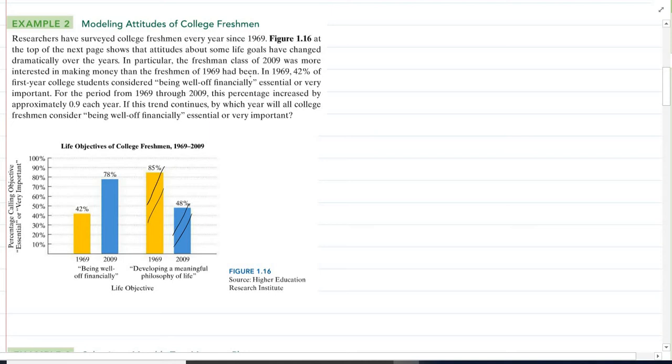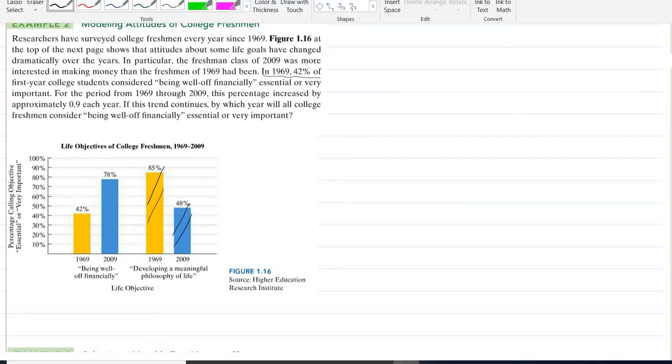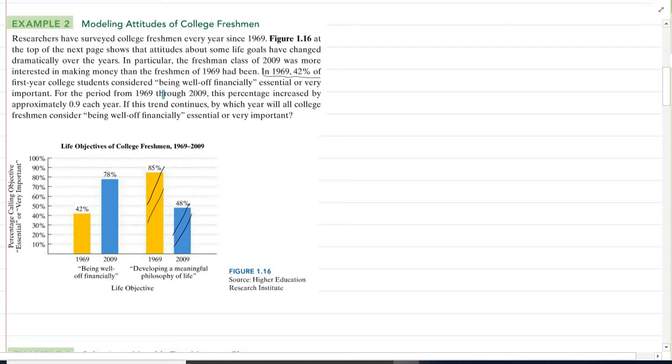So where we started right here, in 1969 we have 42%. And then each year we're going to increase by 0.9%. So that is something very important. Let's highlight this part. We don't really care about other things, to be honest with you. So each year we have an increase, if you translate to math, that would be plus, increase 0.9 per year. So we started with 42%.